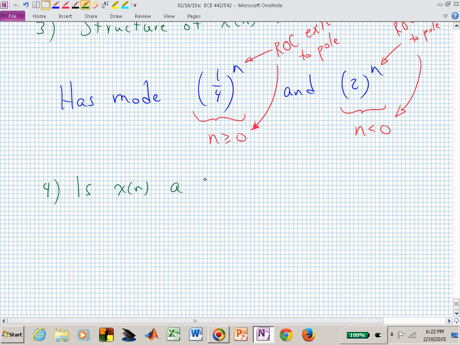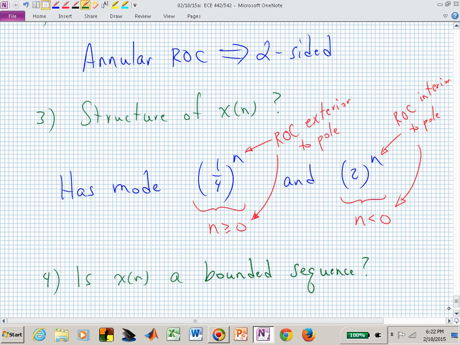Is x of n a bounded sequence? And you can get this multiple ways, can't you? You can sketch the z-plane region of convergence and then see where that is relative to the unit circle. And here you're looking for the unit circle being inside the region of convergence, which it is, since the region of convergence is bounded by 1/4 and 2.